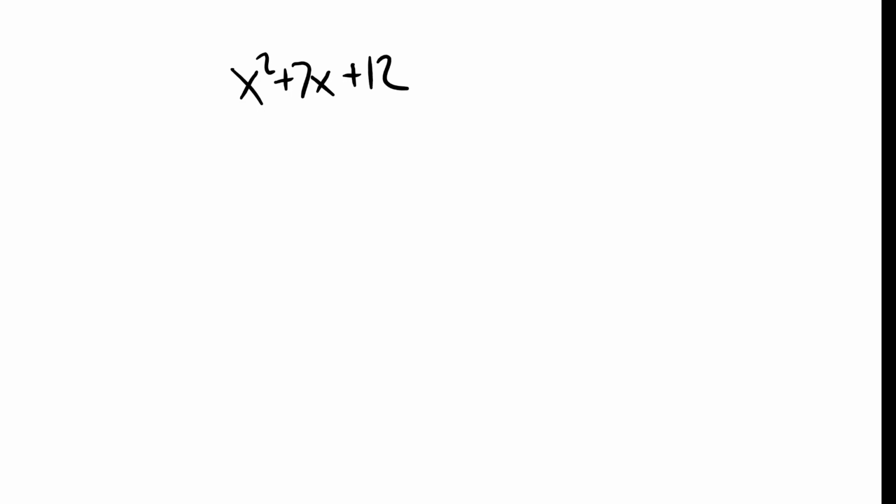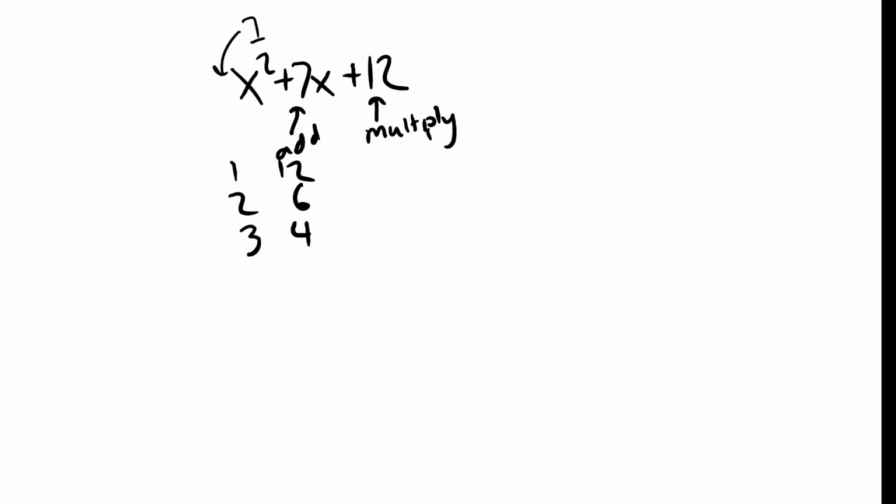Okay, so our only game here is we always want to multiply to a times c, but in the kind when the number in front of x squared is 1, we just need to multiply to the last number. And we need to add to 7. So the game we play here is we think of all the multiples of 12. So 1 and 12, 2 and 6, 3 and 4. And we say which one of these add to 7, and sure enough, 3 and 4 do. And yeah, that's basically the end. It's x plus 3 and x plus 4.